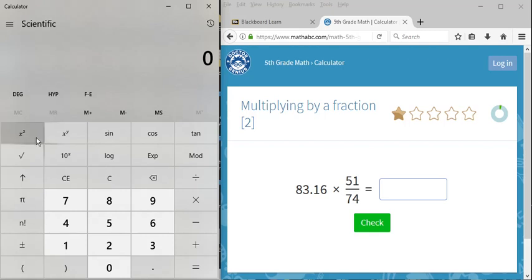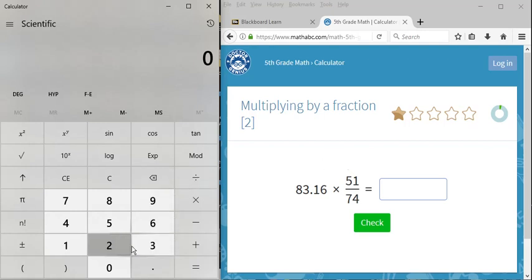The difference here is that there's some things called functions, which we won't be using for any of this, but there are some parenthesis buttons, and these are important when you're working with fractions. So the first problem that I have is 83.16 times the quantity 51 over 74. This 51 over 74 is going to have to be put into parentheses to do the calculation.